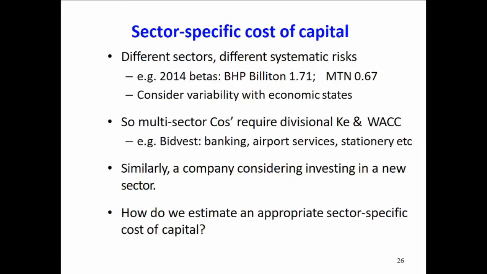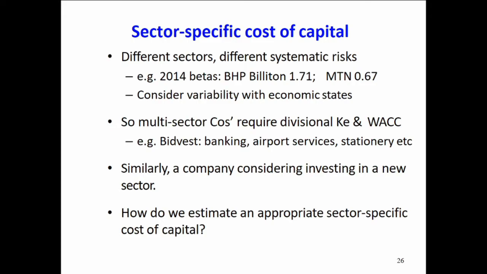So up until now, when we have determined the cost of capital, it has been for a company as a whole. However, it is possible that a company may have a number of different sectors or divisions, and these divisions could have different levels of systematic risk. If we look at the beta for BHP Billiton and MTN, you can see that these two companies operate in different sectors, and therefore they have different betas because their systematic risks are different.